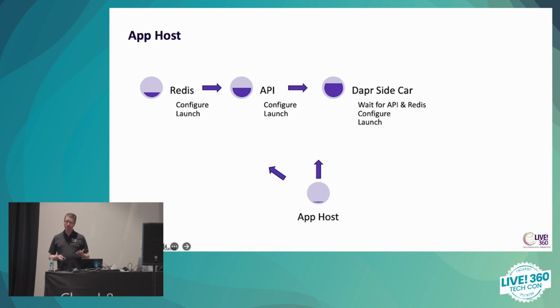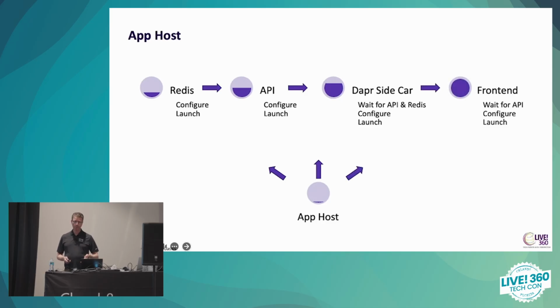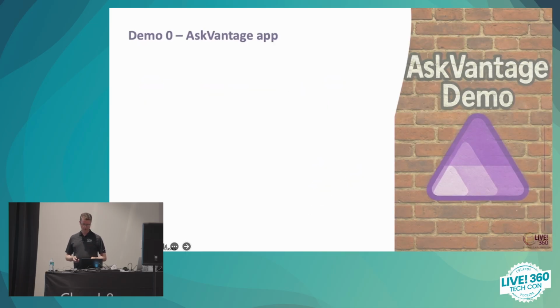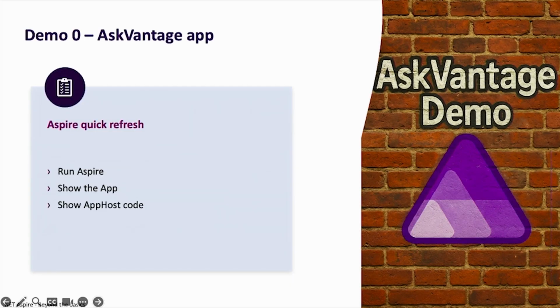If the API is up and running, we can run that Dapr process I was talking about. And of course, Dapr needs to know where the API is, so they can interact with each other. And also, it needs to know where Redis is. And the app host will be doing the work there. And finally, if the API is up and running, we can of course launch the front end, inform it about the location of the API, and then my whole application should be good to go. Well, let's see if that actually works in reality as well.